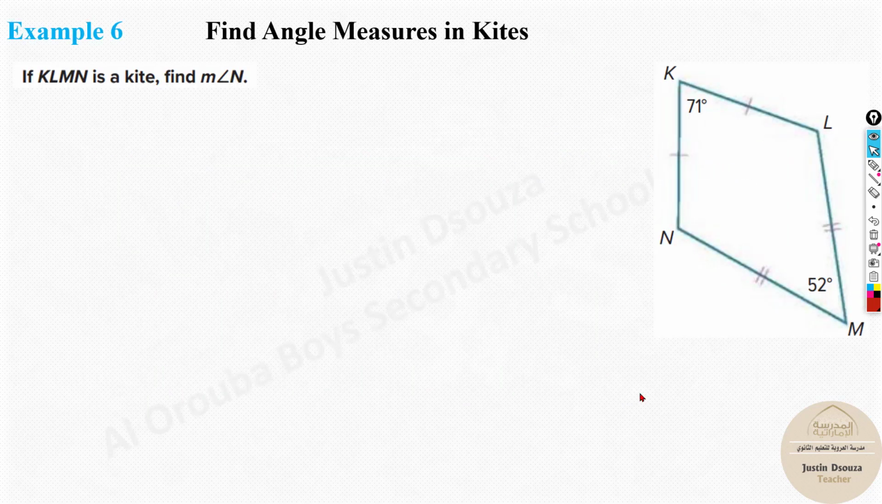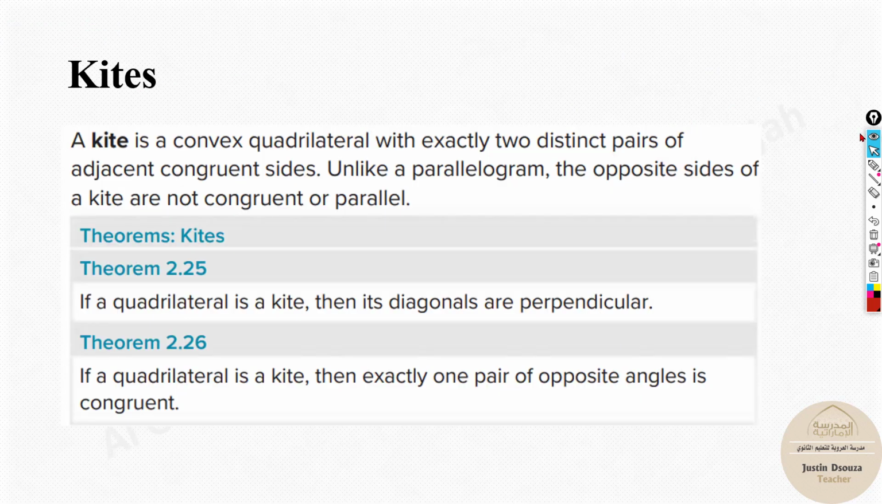That's the endpoints. And now we move on to the last topic, that is kites. Kites, aren't they beautiful? So this is a kite over here. It has some special properties. What are they? A kite is a convex quadrilateral with exactly 2 distinct pairs of adjacent congruent sides. And unlike a parallelogram, opposite sides of a kite are not congruent nor parallel.